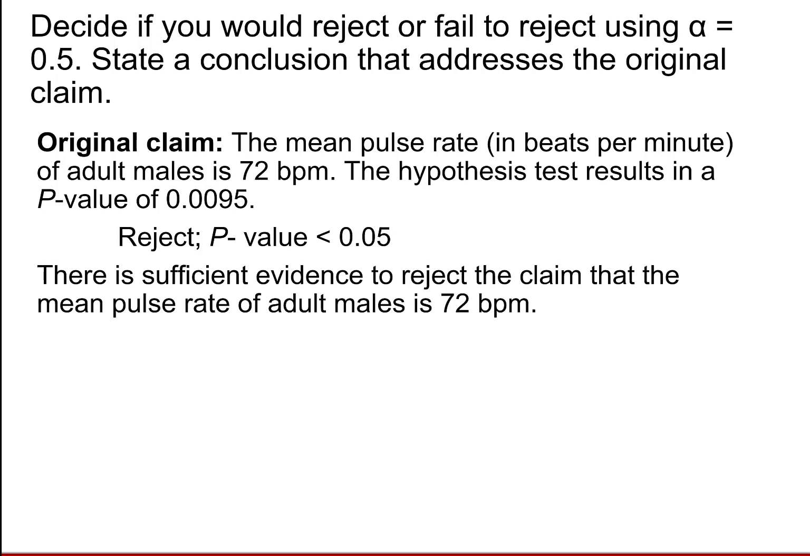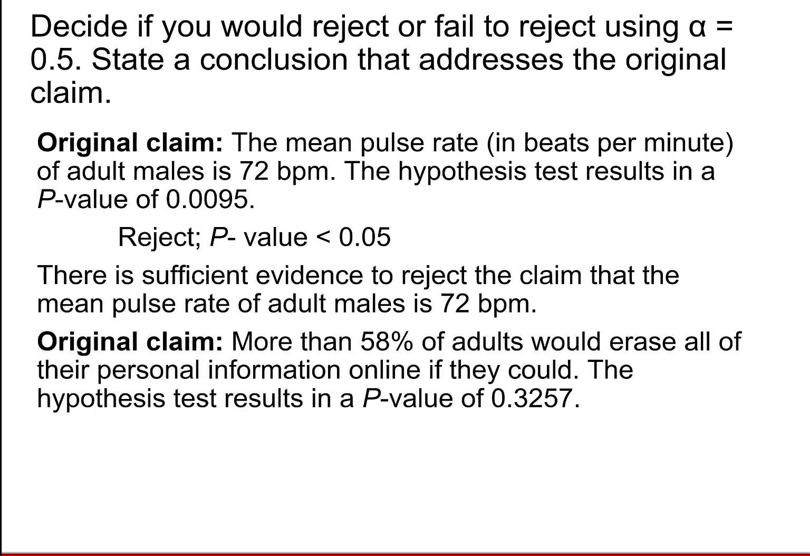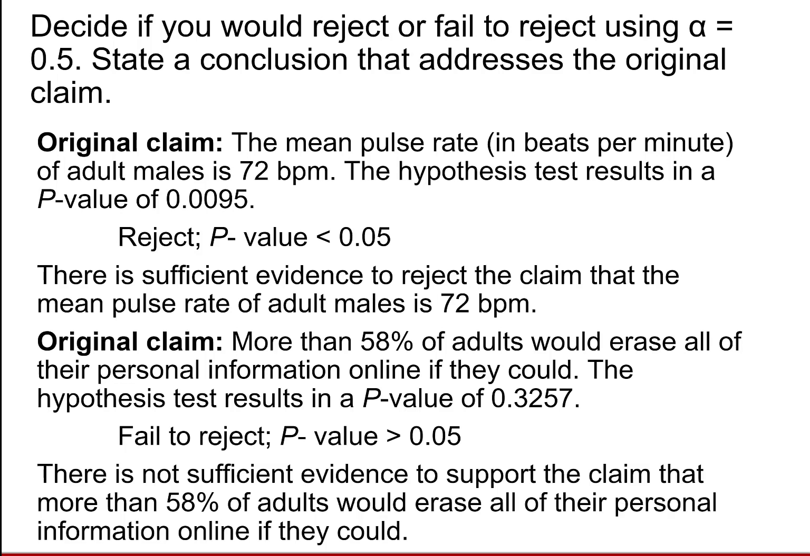There is sufficient evidence to reject the claim that the mean pulse rate of adult males is 72 beats per minute. More than 58% of adults would like to erase all of their personal information online if they could. The hypothesis test results in a p-value of 0.3257. In this case, we fail to reject because the p-value is greater than 0.05. There's not sufficient evidence to support the claim that more than 58% of adults would erase all of their personal information online if they could.